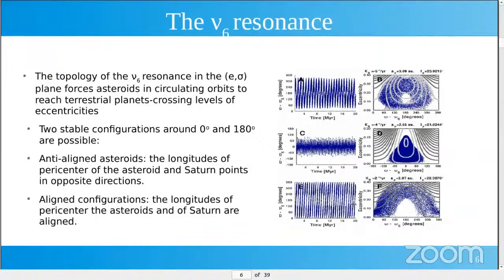You have oscillation around 0 degrees, oscillation around 180 degrees. 0 degrees is much less common than the other one. So oscillation around 180 is much more common for nu-6 asteroids. Oscillation around 0 degrees is called aligned oscillation. It's called aligned because in this case, the pericenter of the asteroid and the pericenter of Saturn are aligned. Oscillation around 180 degrees is called anti-aligned configuration because in this case, the two pericenters are opposite. The difference between them is 180 degrees. They point in opposite directions.